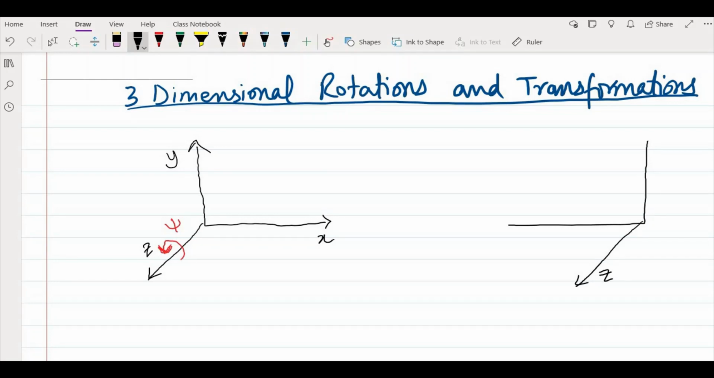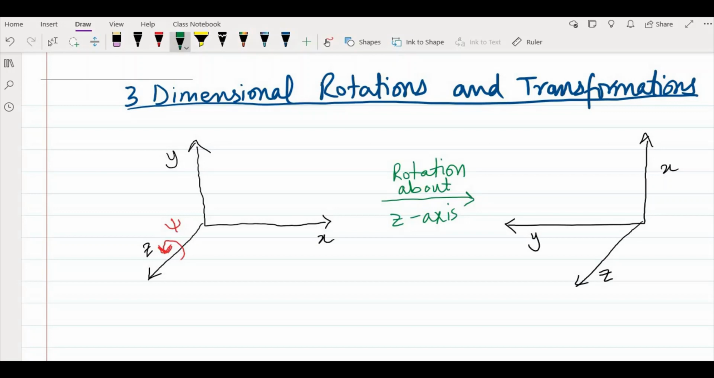So here you have your z-axis, and here you have y-axis and x-axis. So this is after rotation about z-axis. So what we did, we rotated this frame with angle psi, which is equal to 90 degrees, and we get this rotated 3-dimensional frame here.